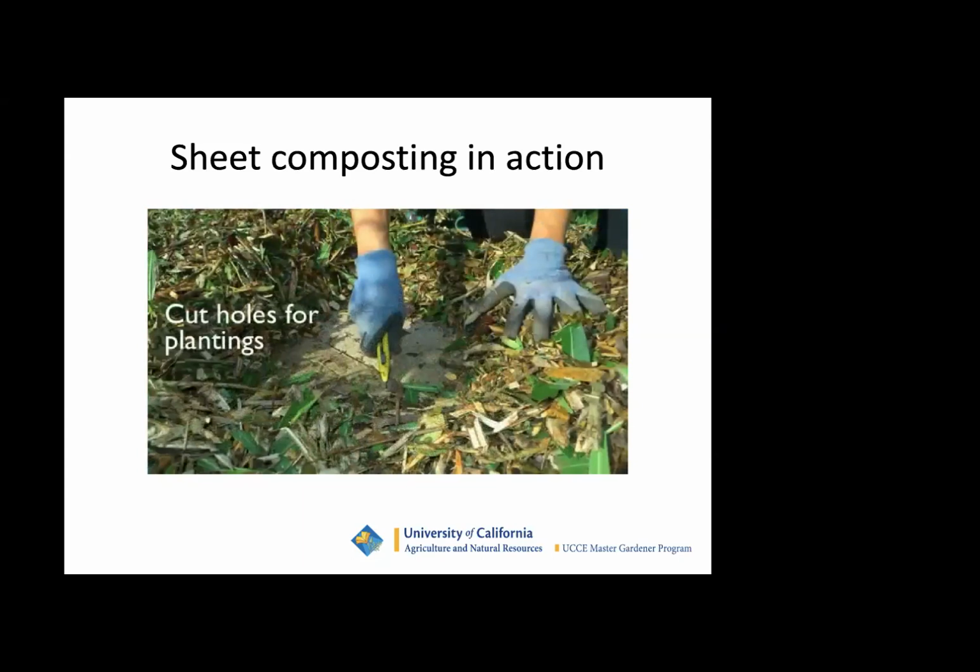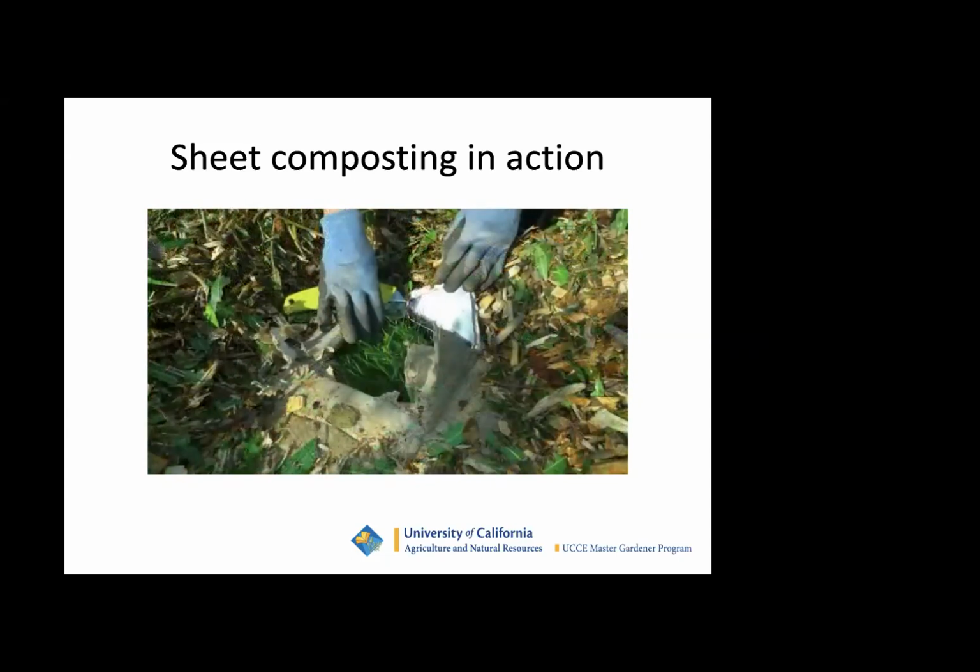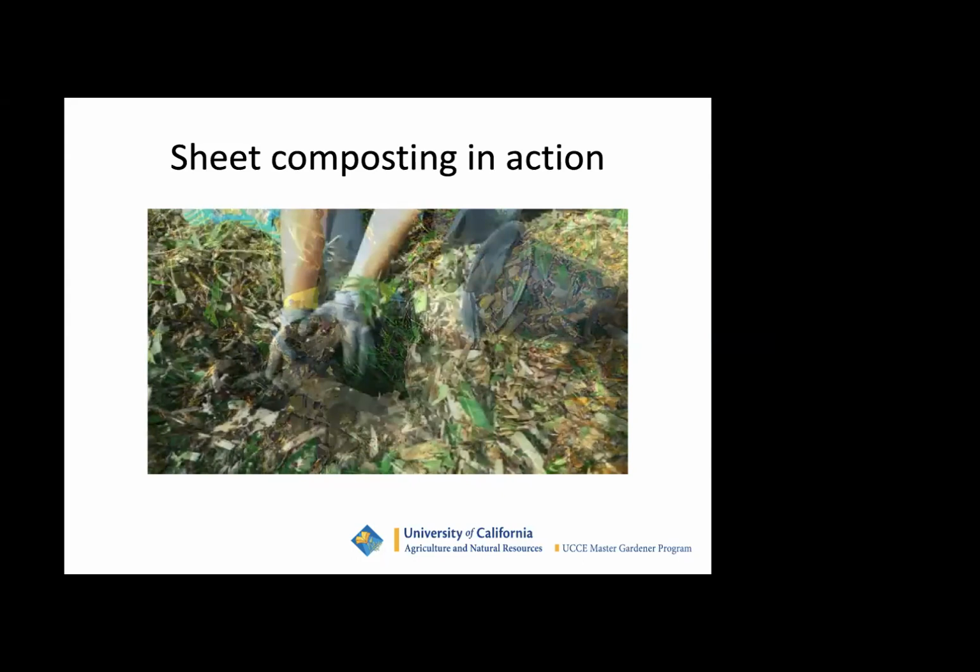Now that you've laid down the cardboard and covered it with mulch, you're going to punch holes in the cardboard and place your plants in the soil under the sheet mulch. In cooler climates, smaller plants like 4-inch pots can be planted right into the mulch compost layer on top of the cardboard without digging a hole.